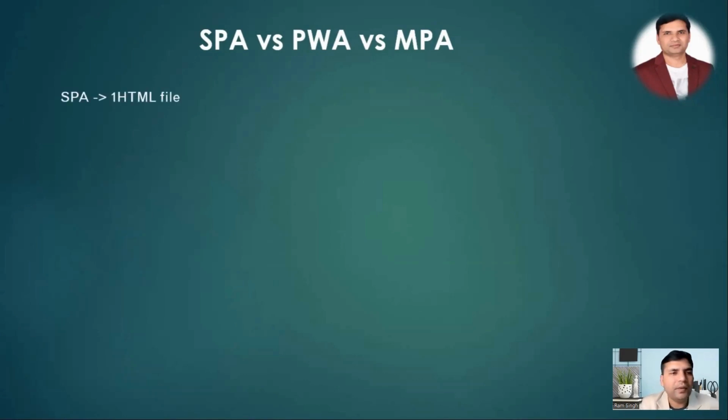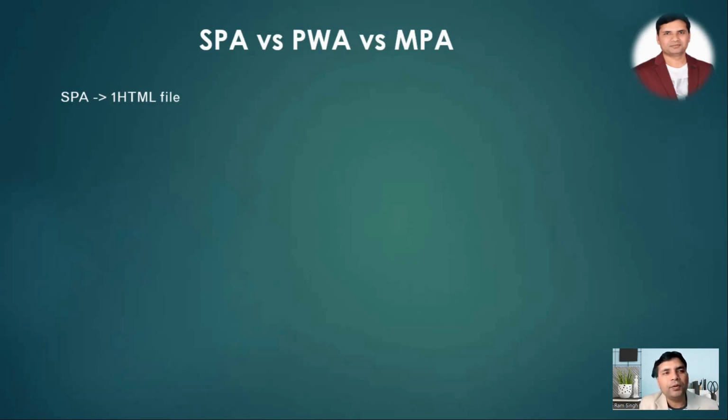In SPA case, we have only one HTML file which will get downloaded when you load your application the first time, right? And then after that, based on your interaction, the other pages will get rendered. But because it has only one HTML file, all these pages are actually kind of views, and those will get rendered in the front end only.